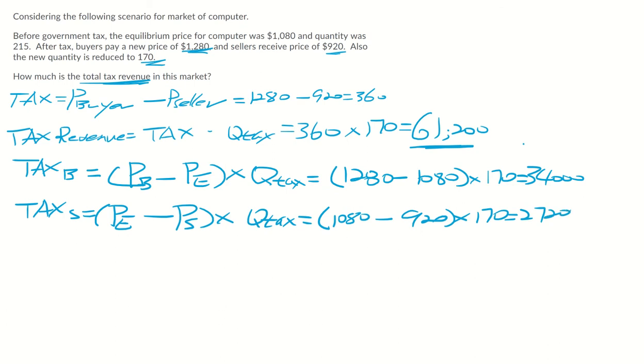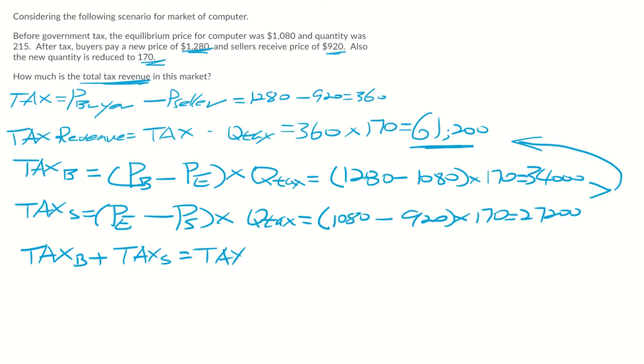Okay. Now, one way to check your answer: take your buyer tax, how much tax the buyer paid, plus how much tax the seller paid. That will equal your total tax, right? So if you take your 34,000 and add 27,200, that will equal your total tax of 61,200.